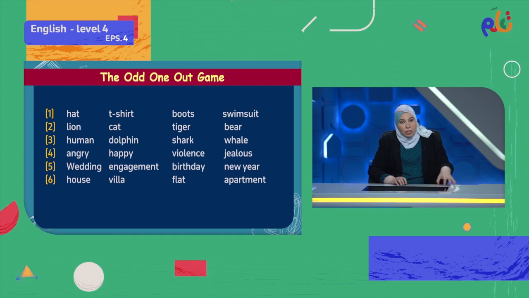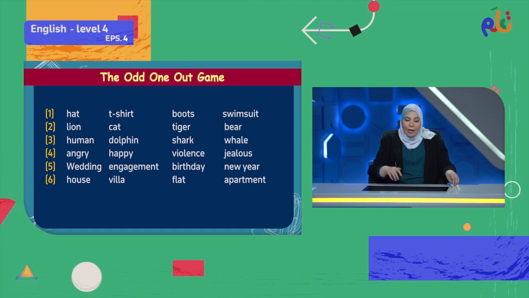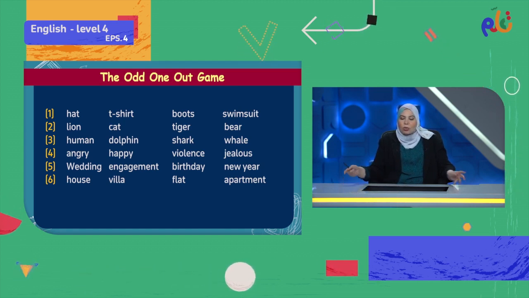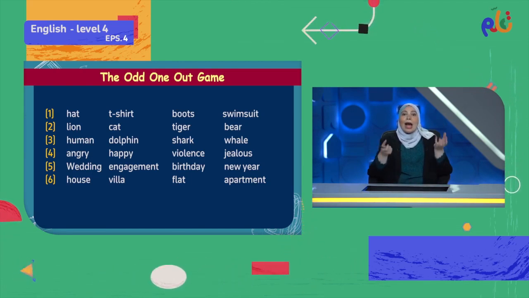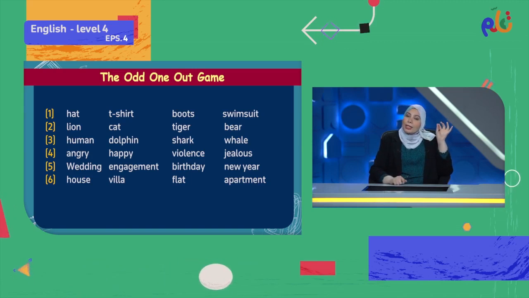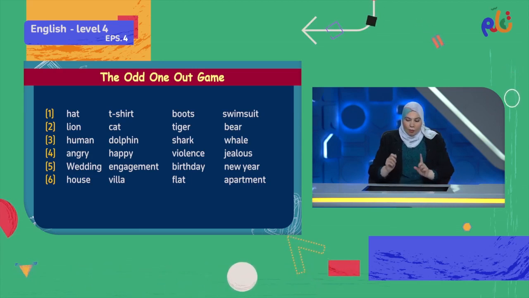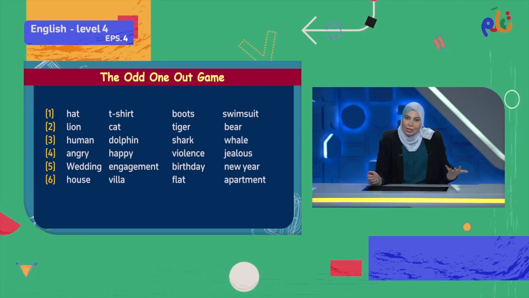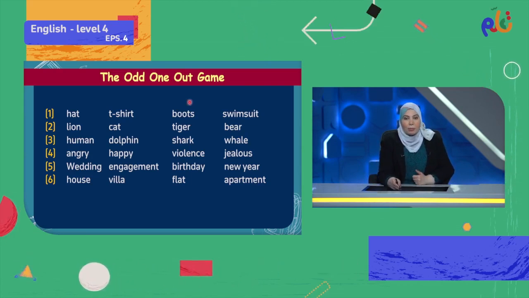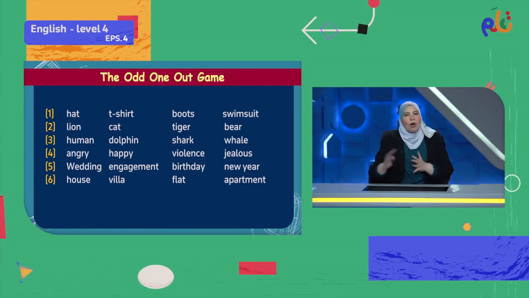The second reason that we have here, and the reason that boots are different, is that boots are winter clothes, while hat, t-shirt, and swimsuit are summer clothes. So this is the second option. So this is how the game works. You're going to choose a word and you're going to give me a reason. Why is it different? So for the first one, as we said, it might be swimsuit because swimsuit is for water and the rest are not. Or it might be boots because boots are winter clothes and swimsuit, t-shirt, and hat are for summer.